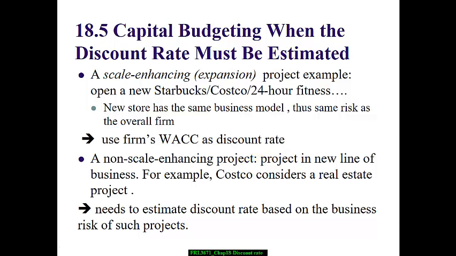So they will go into a new line of business. For example, Costco offers grocery shopping. If they have a project considering offering real estate, then that's very different from what they usually do. So that is a type of non-scale-enhancing project, not an expansion project. In this case, it's not appropriate to use the firm's WACC as the discount rate. Instead, we have to estimate the discount rate separately.